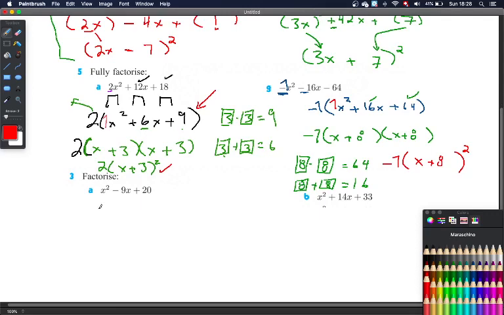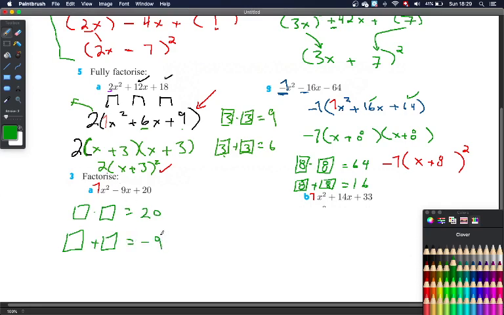Next, let's look at these. These are straight box methods. Notice we have a 1 here and a 1 here. So you can just go straight into the box method. There's no factoring out anything. So two numbers that multiply to get 20 and two numbers that add up to get -9.